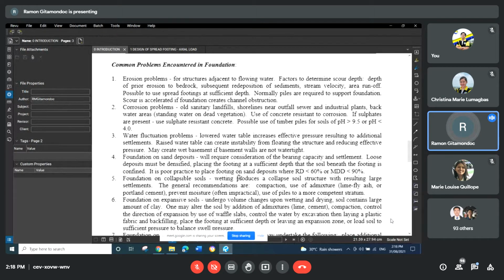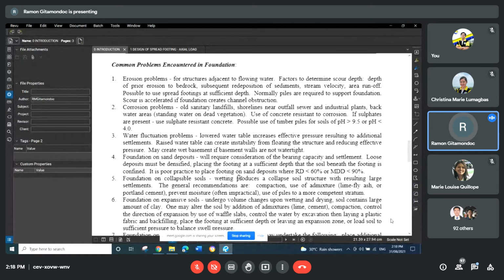So the factors to determine scour depth are the following: depth of prior erosion to bedrock, subsequent deposition of sediments, the stream velocity, the area runoff. Okay, it is possible to use a spread footing at sufficient depth, and normally piles are required to support the foundation. Scour is accelerated if the foundation creates channel obstruction, as in the case of a bridge structure where you have an intermediate pier placed at the center of the river. When you place a pier at the center of the river, that will obstruct the flow and thereby increase the velocities at that cross section.